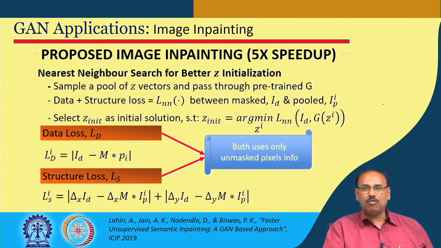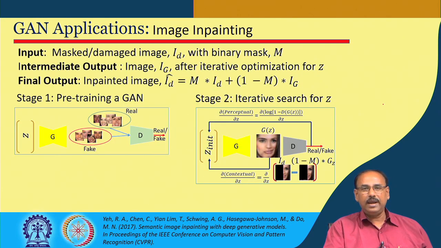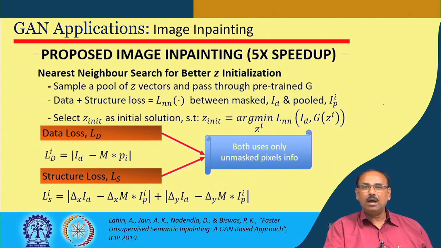We have done some piece of work on this, where we have made some improvement on the previous work. What we have done is we have used two types of loss. One is the data loss, which is similar to the loss function used by the previous authors, Ye et al., who presented this work in CVPR 2017. This is a recent work that we presented in ICIP 2019 in Taipei, where in addition to data loss, we have also introduced another loss component, which is the structure loss.